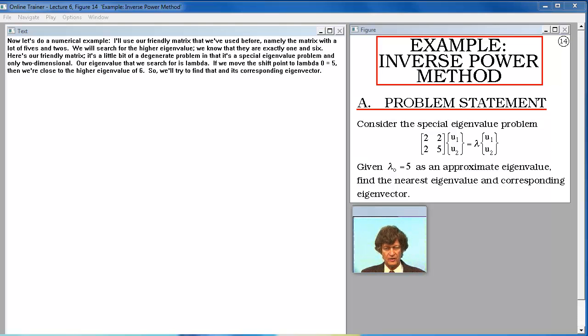Now let's do a numerical example. I'll use our friendly matrix that we've used before, namely the matrix with a lot of 5s and 2s. We will search for the higher eigenvalue. We know that they are exactly 1 and 6. Here's our friendly matrix. It's a little bit of a degenerate problem in that it's a special eigenvalue problem and only 2-dimensional. Our eigenvalue that we searched for is lambda. If we move the shift point to lambda 0 equal to 5, then we are close to the higher eigenvalue at 6. So we'll try to find that and its corresponding eigenvector.